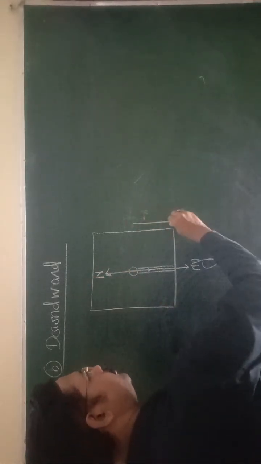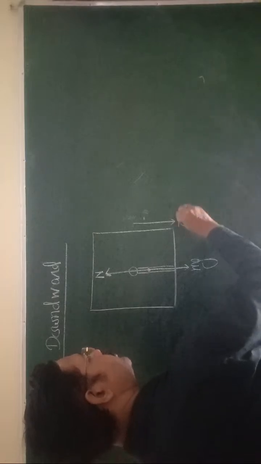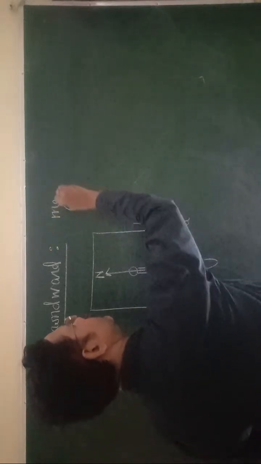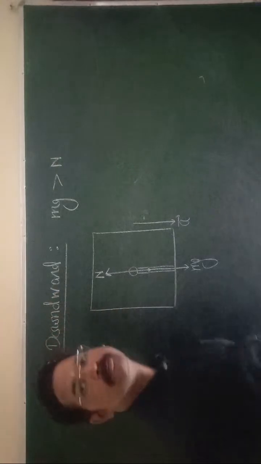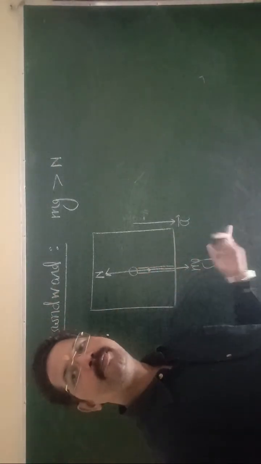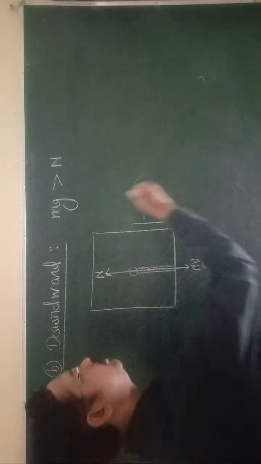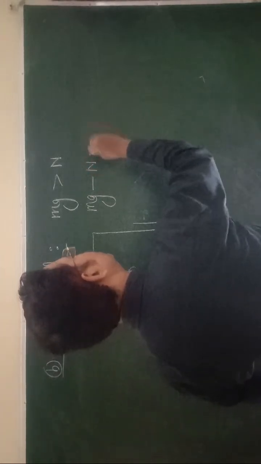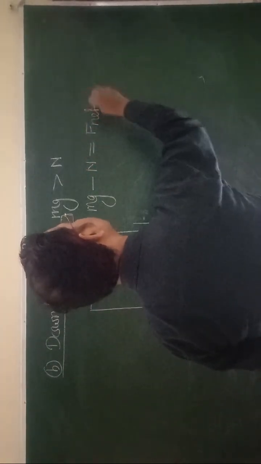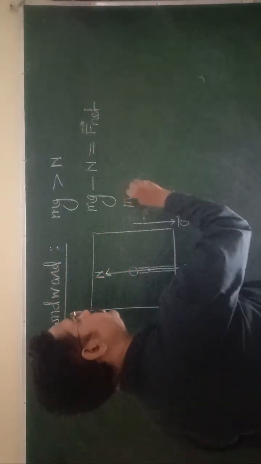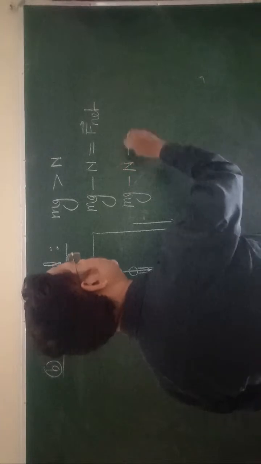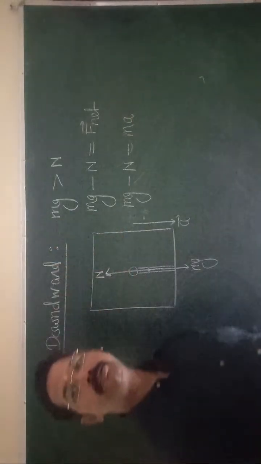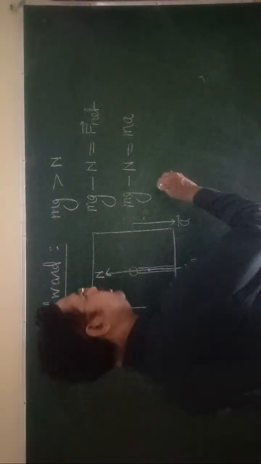If the lift is going downward with acceleration, it means mg is greater than the normal reaction. mg is more than the applied force in the upward direction. So mg minus N is equal to the net force downward. This is equal to ma, with acceleration in the down direction.